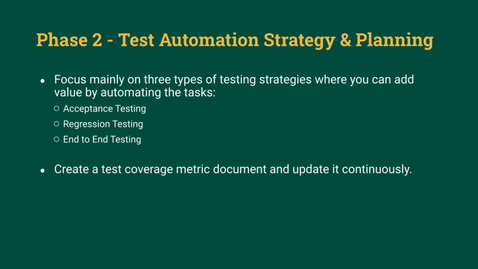Whatever tests you would automate during acceptance testing also become part of the regression test suite. It will result in increased coverage and ensure the feature is also tested during the regression cycles. One of the core qualities of a successful test developer is to track the progress of test coverage. To do so, you can prepare a test coverage metric document and update it continuously.